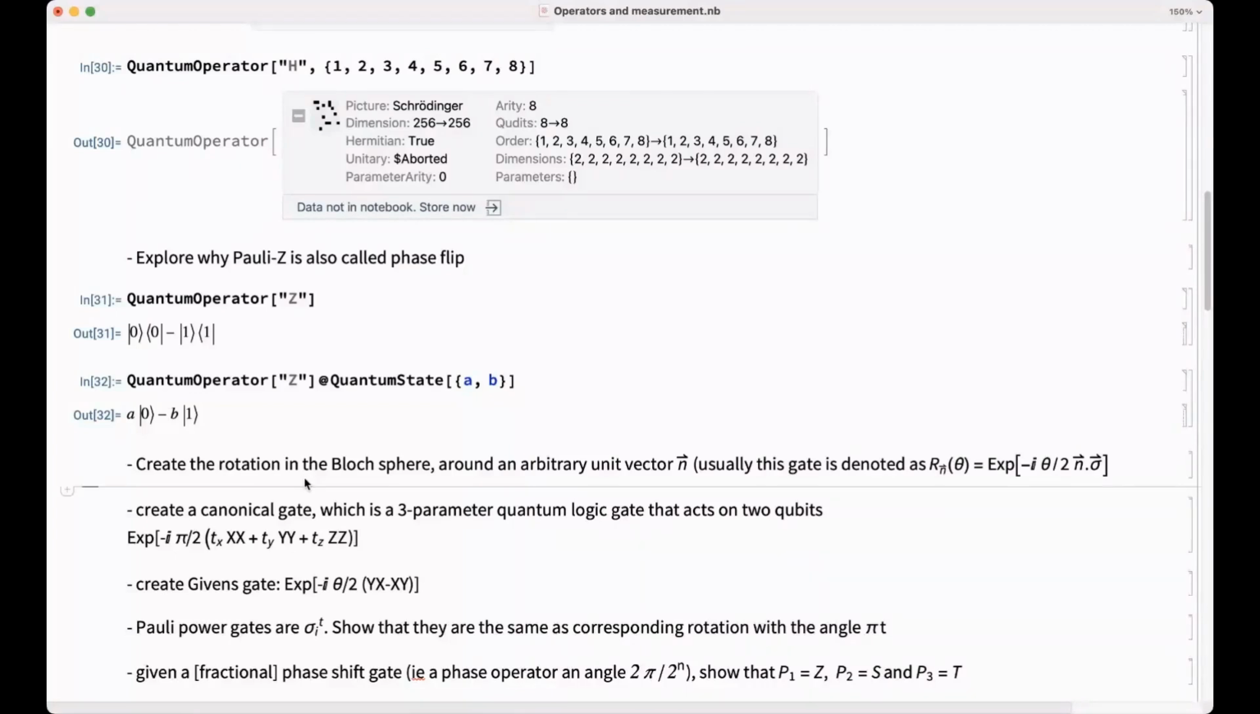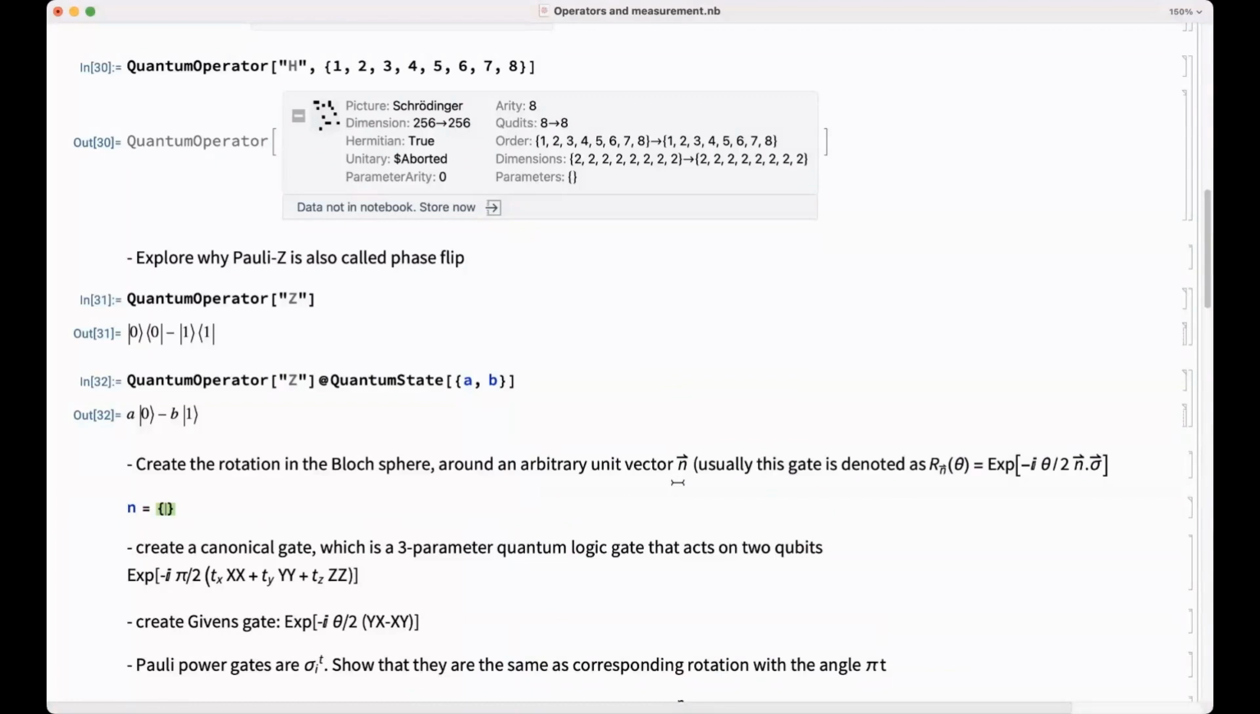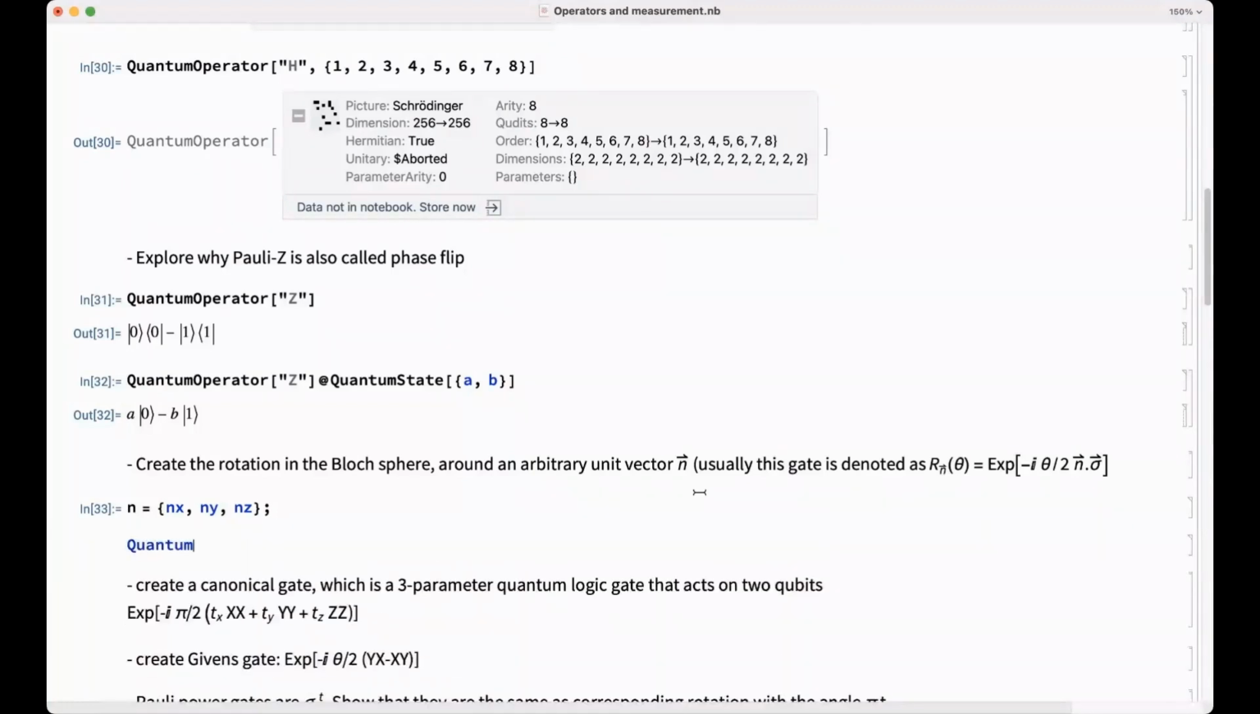Okay, let's move on to the next one. So that's a very generic rotation. We have an arbitrary unit vector n, which we can say is nx, ny, and nz, and it tells us how to create the corresponding generic rotation. That's a rotation around the unit vector n with a given angle theta. So let's see how we can construct that operator, from built-in constructions or manually. Let's look at both ways.